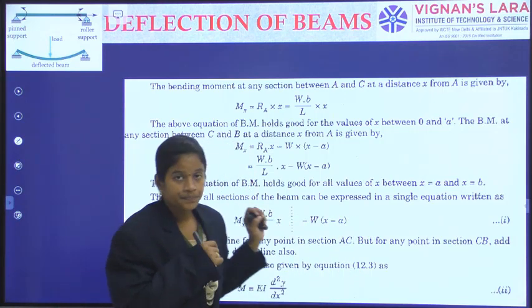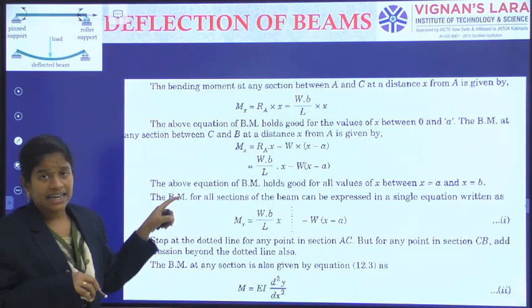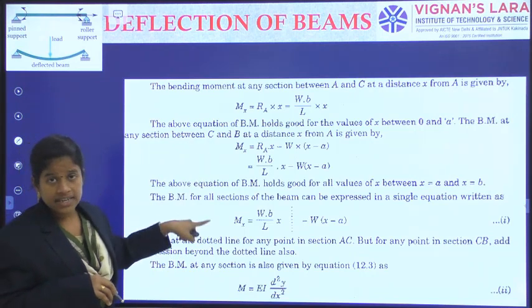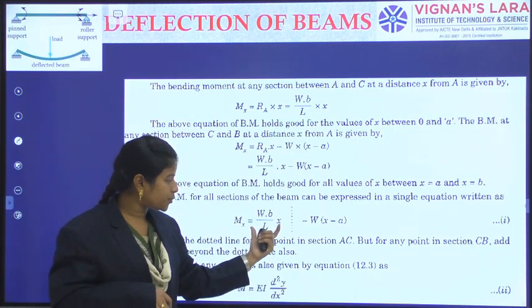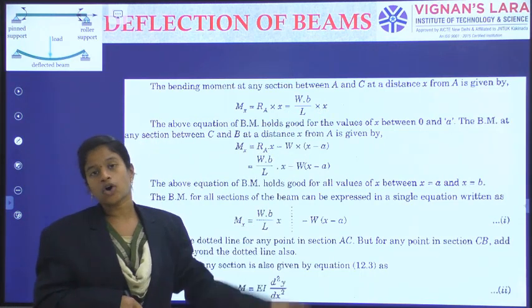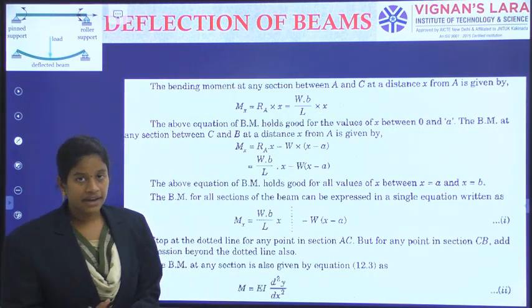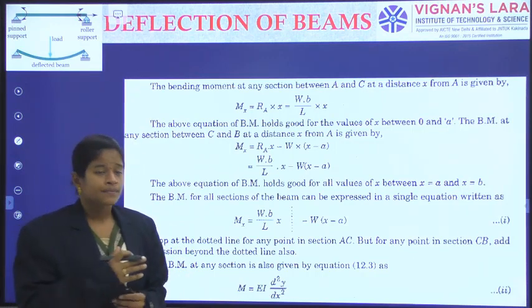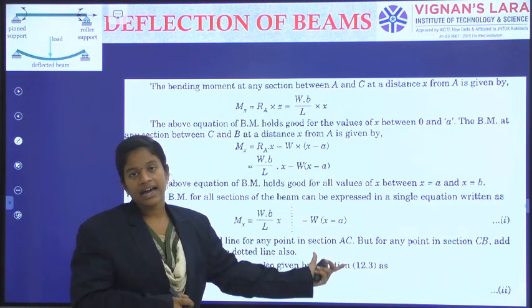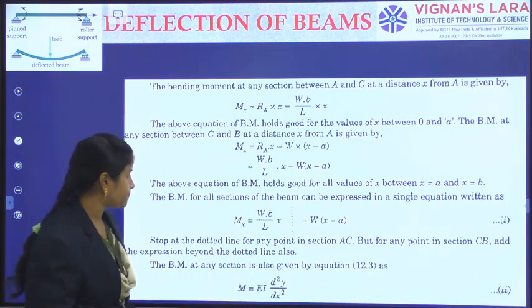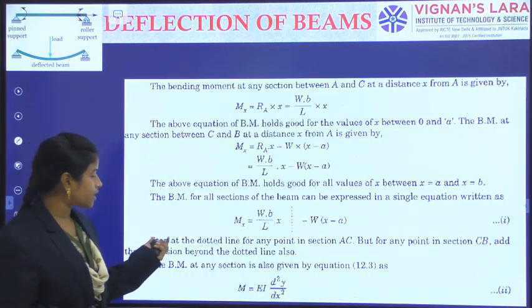Now I am writing the next equation as the main reference, as Mx. The first portion, Wb into x by L, I write up to there and give a vertical dotted line. The leftover portion from the equation, with its sign as it is, I write here as minus W into x minus a. And now stop at that dotted line.